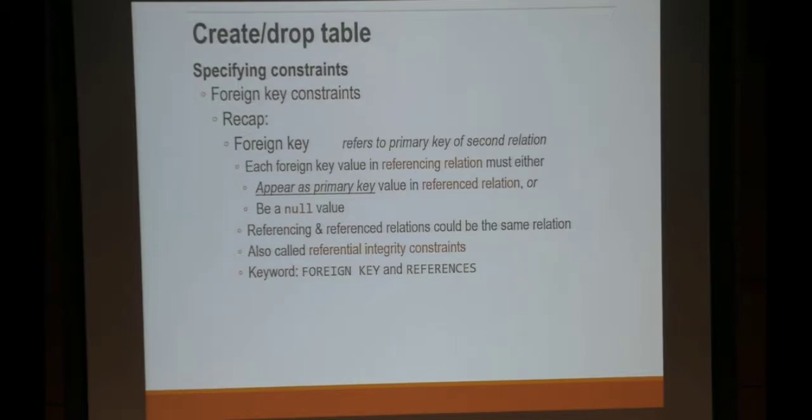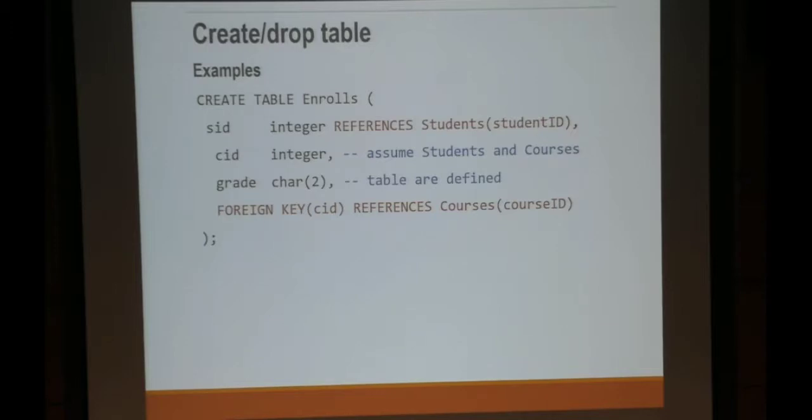So I'm going to show both methods at the same time. This is a column constraint. This is a table constraint. When you specify it as a column constraint, you don't have to say there's a foreign key. You can just say references something. Okay, so SID is going to reference the student ID from a student table. The CID is going to reference the course ID from the course table.